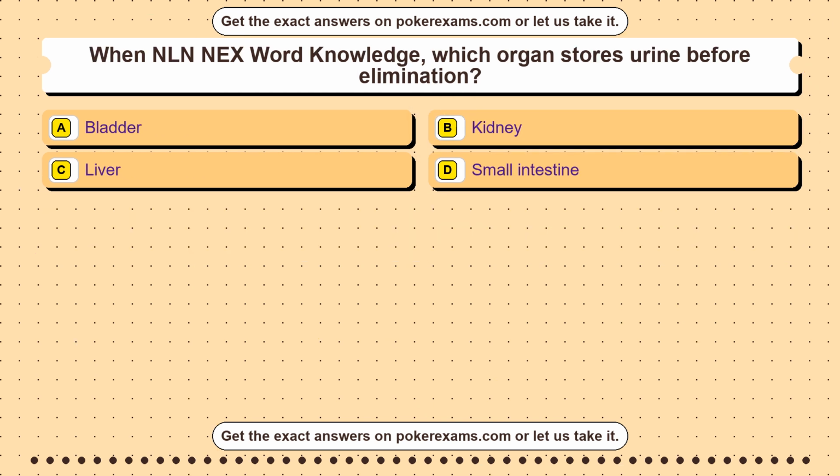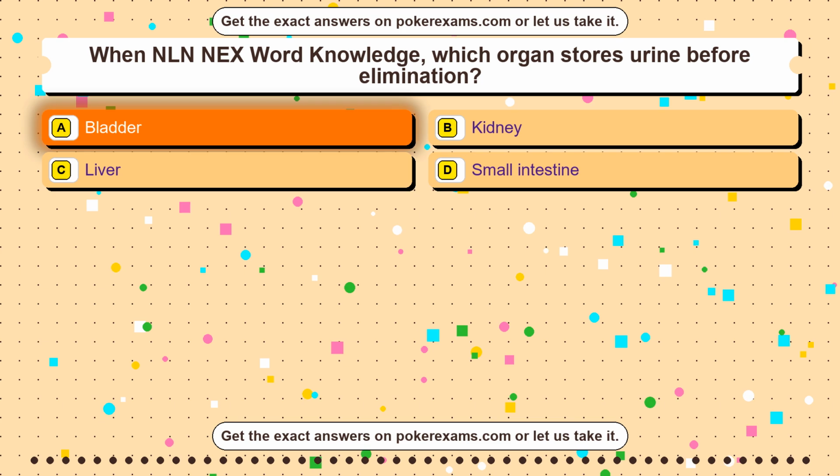Question 9. When get word problems practice, which phrase identifies author bias? Option A, loaded language. Option B, neutral data. Option C, balanced evidence. Option D, exact citation. The correct answer is option A.